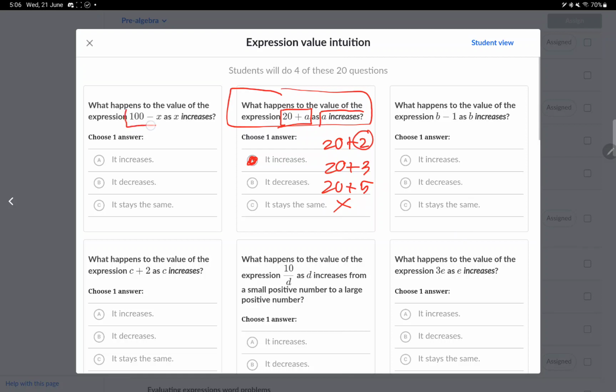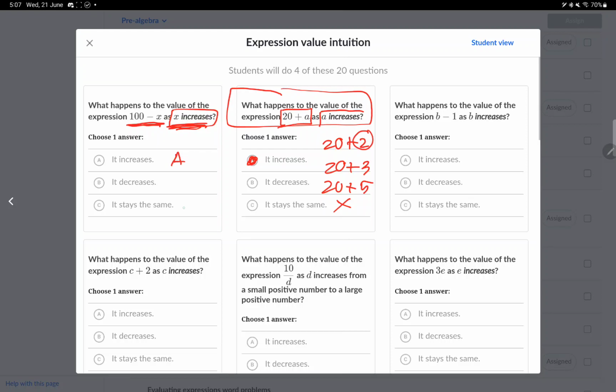Now, how about this one here? 100 minus x, as x increases. Right? As x increases, okay, so x will get higher and higher. What would happen to the main expression? Decreases. Wait, why? No. Actually, I don't. No? It stays the same. Stays the same. Okay, Avina?